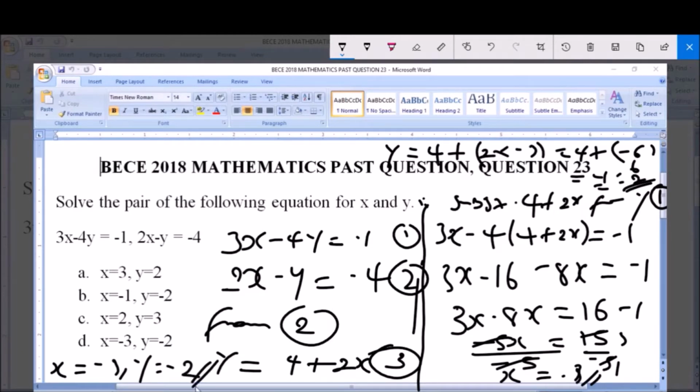Now which of these options corresponds to our answer? A says x is equal to 3, y is equal to 2, wrong. B says x is equal to minus 1, y is equal to minus 2, wrong. C says x is equal to 2, y is equal to 3, wrong. And D says x is equal to minus 3, y is equal to minus 2. Very correct. So our answer is D.